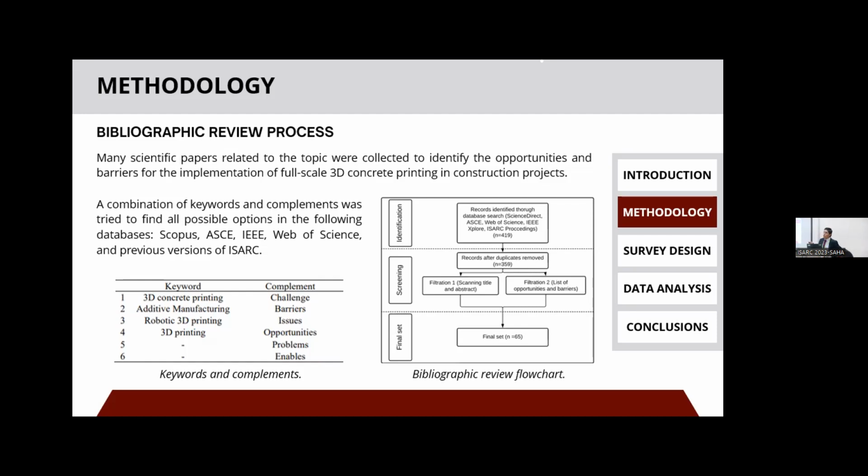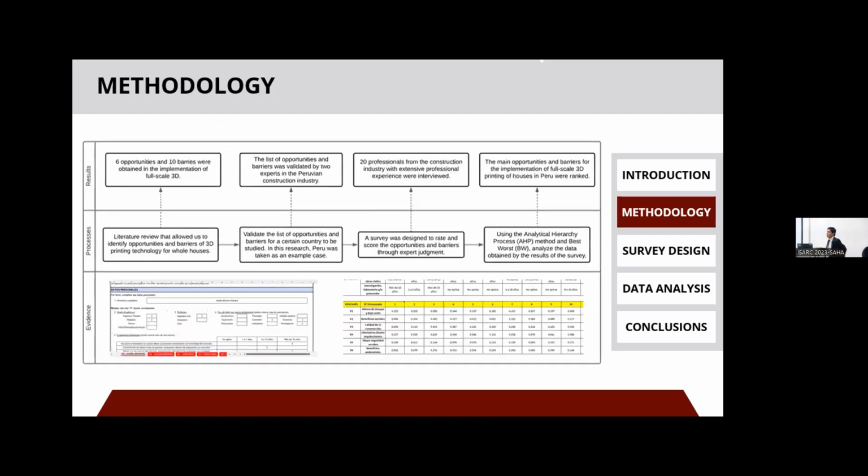We used keywords like 3D concrete printing, and also complements like challenges, barriers, issues, opportunities, problems, and enablers. In this slide, I summarize all the methodology. As I mentioned, firstly, we did a literature review, and as a result, we got 6 opportunities and 10 barriers in the implementation of 3D printing. Then, what I think is the most important process is that we have to validate the whole list of opportunities and barriers. But why?